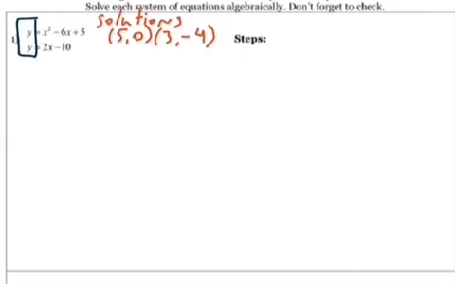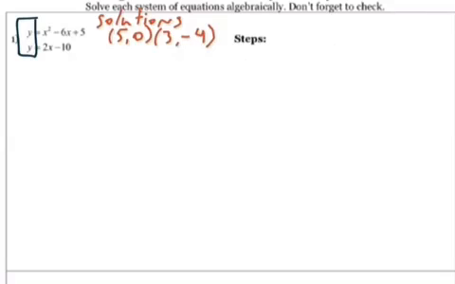For your solutions, you should have gotten (5, 0) and (3, -4). Again, even though the question says to solve algebraically, always get the answers from the calculator first. If, when you're done solving algebraically, you do not get (5, 0) and (3, -4), it means you made a mistake, so go back and check your work again.